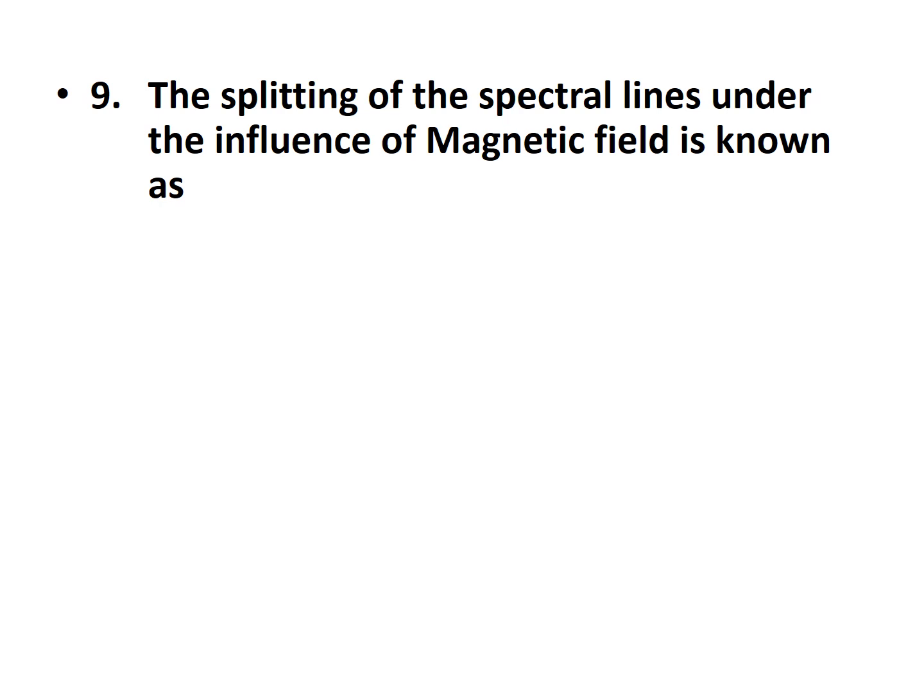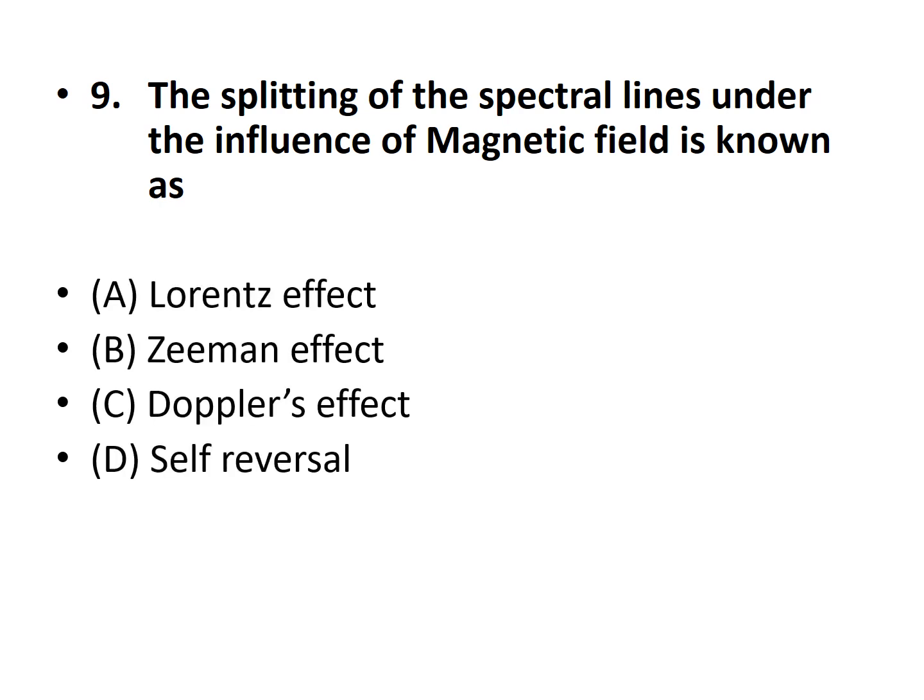And the next question is, the splitting of spectral lines under the influence of magnetic field is known as. We get spectral lines which are very close to each other, which can be separated by the action of a magnetic field, and this effect is also known as, here are the options. A is Lorentz effect, B is Zeeman effect, C is Doppler's effect, and D is self-reversal. The splitting of spectral lines under magnetic field is known as the Zeeman effect. So B, Zeeman effect, is the right answer.